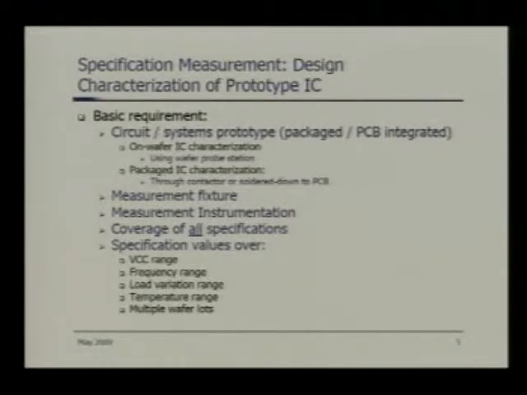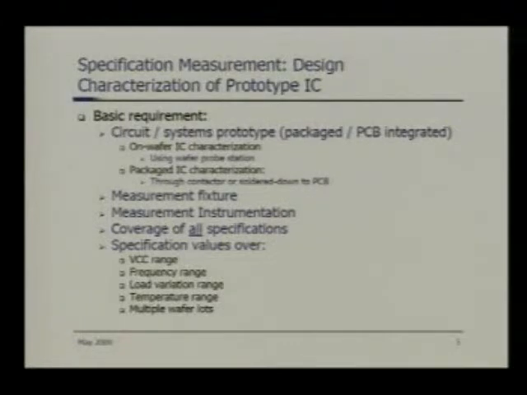So here we set up the criteria, or we discuss the criteria that are paramount for characterization tests. Okay, so there are two types of characterization that are possible. One is on-wafer IC characterization, which you can do on the bench, in the bench environment, using the wafer probe station. Okay, or you can do it in the production environment using the wafer prober.